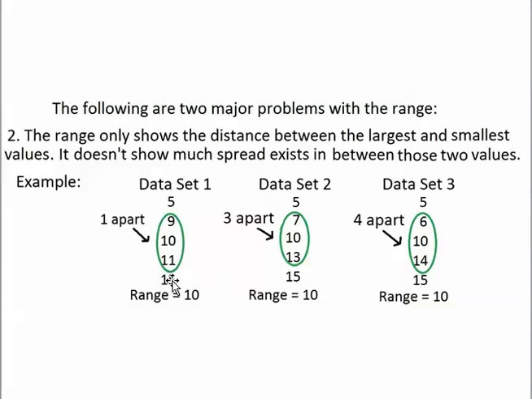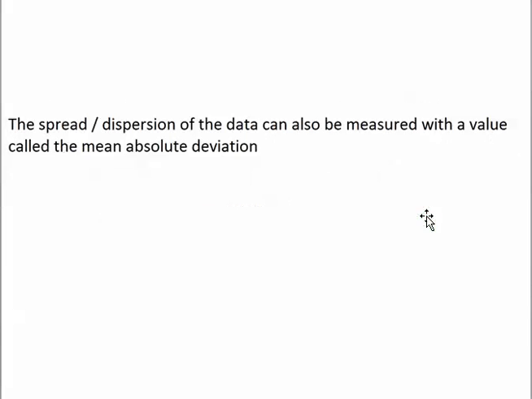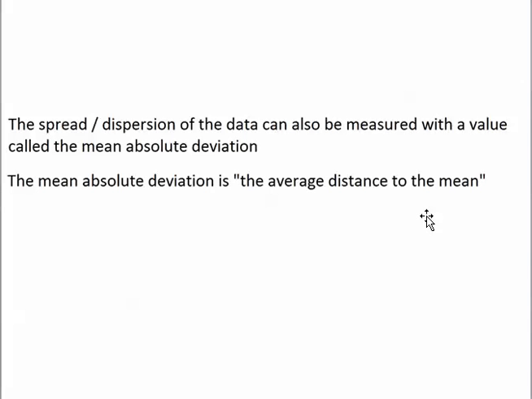So the range tells you how far apart the lowest and highest values are, but it doesn't show anything about how spread out the middle values are from each other. So the range doesn't do a very good job of showing the overall spread that exists throughout the entire data set. There's another value that does a better job of showing the overall spread of the data called the mean absolute deviation. The mean absolute deviation measures how far each value is from the mean, and it's basically the average distance to the mean. And I'll explain what I mean by this.